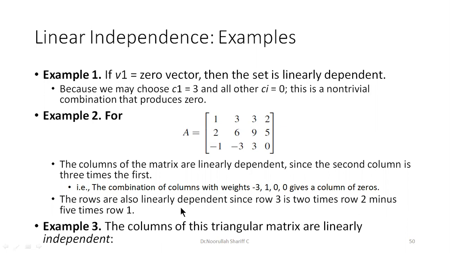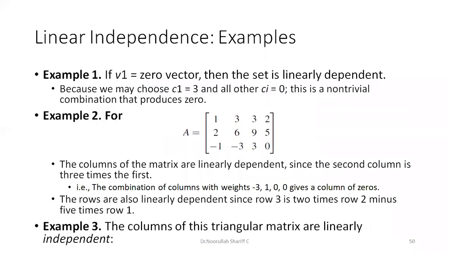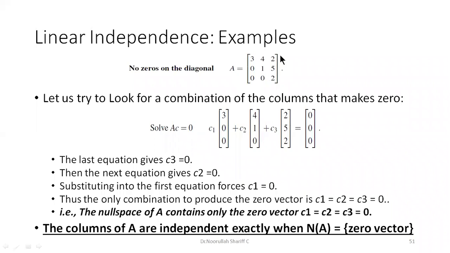Okay, then we come to this example 3, the columns of a triangular matrix. If we have a triangular matrix, then we will have linearly independent vectors. Columns of a triangular matrix will have linearly independent vectors. So for example, we are taking here the example of a triangular matrix. Okay, this is an upper triangular matrix. Similarly, you can have a lower triangular matrix. Please remember that this is an upper triangular matrix.